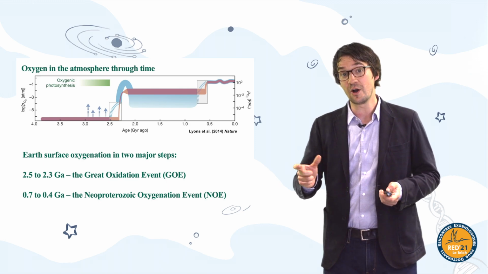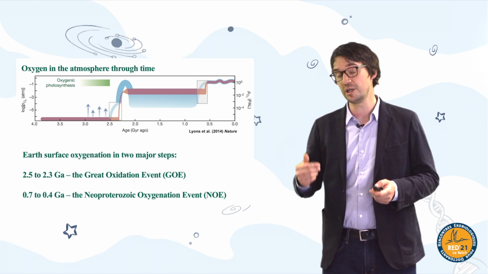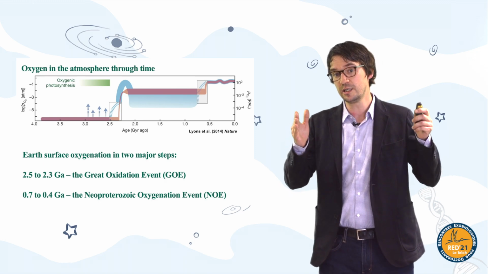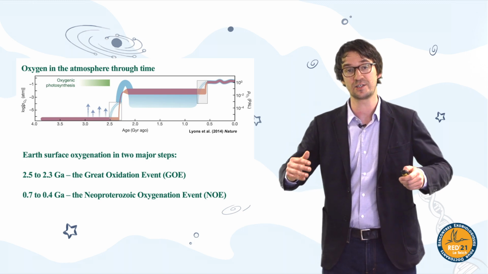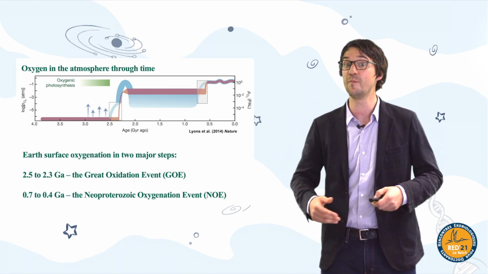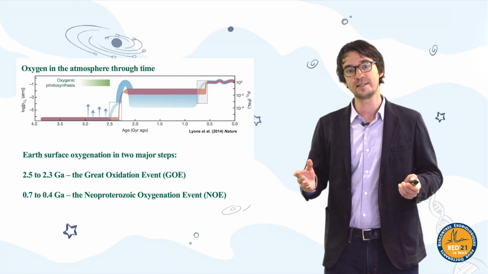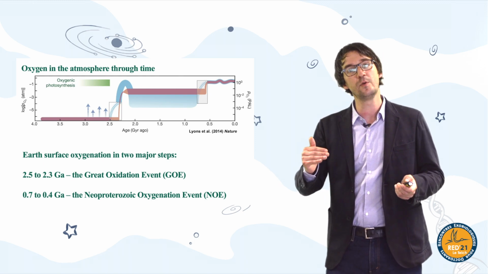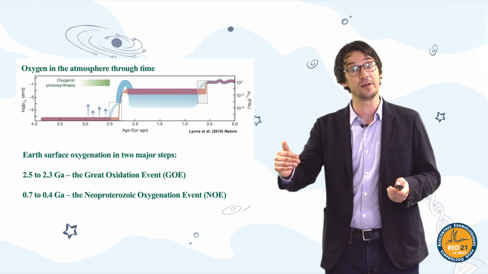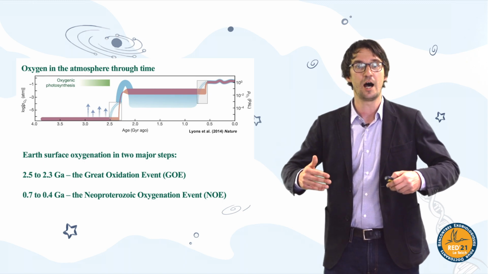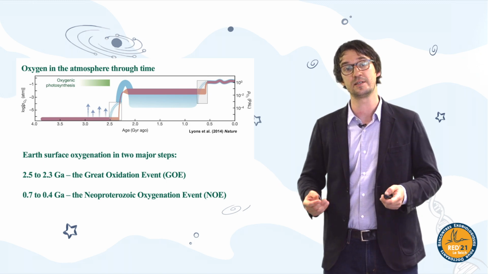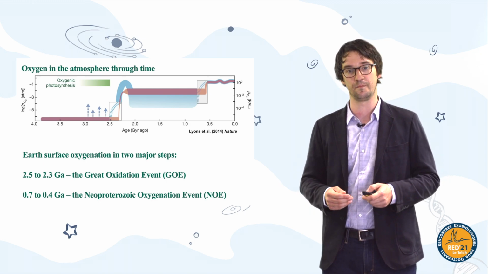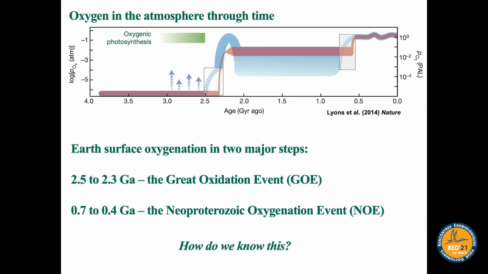The reason we say oxidation for the older one and oxygenation for the younger one is because in the GOE, we really went from a world that had no free oxygen to a little bit of free oxygen. And we saw oxidation for the first time of many chemical species and minerals. Whereas in the Neoproterozoic, we jumped from maybe 1% to about 100% of today's atmospheric oxygen level. So it's more of an increase in oxygen at Earth's surface. That's why we call the Neoproterozoic event an oxygenation event, and the Great Oxidation Event, oxidation. Now, how do we know this?